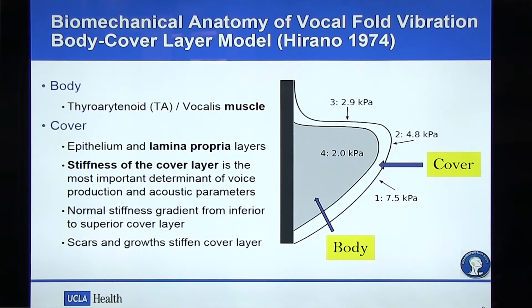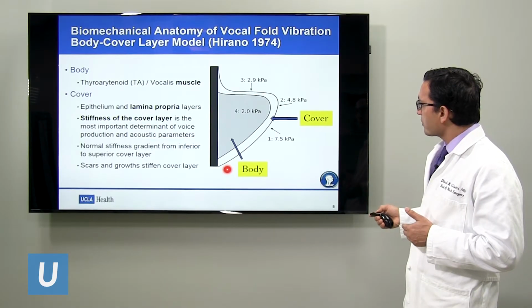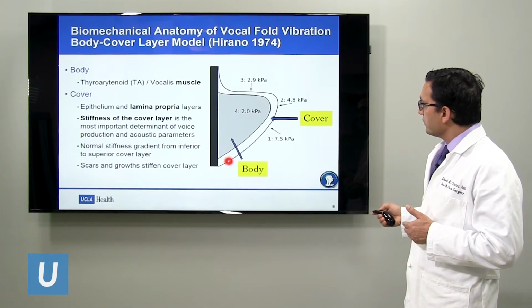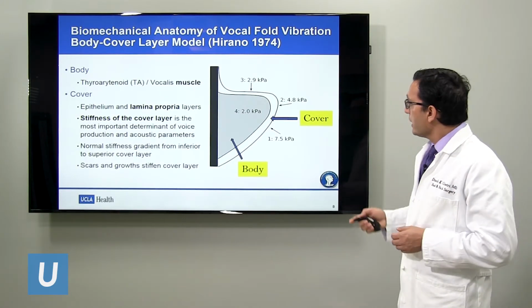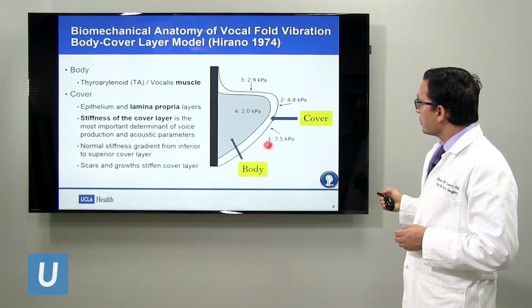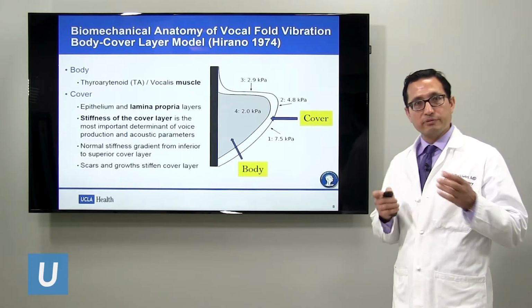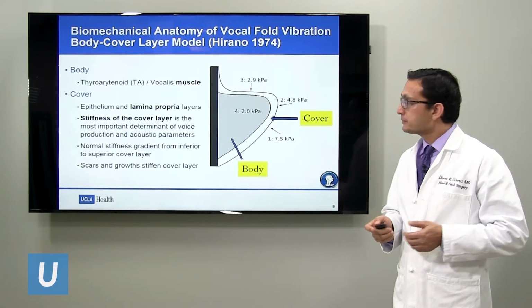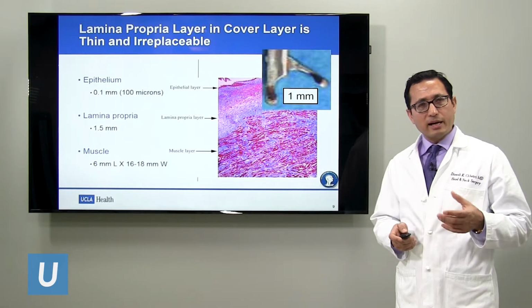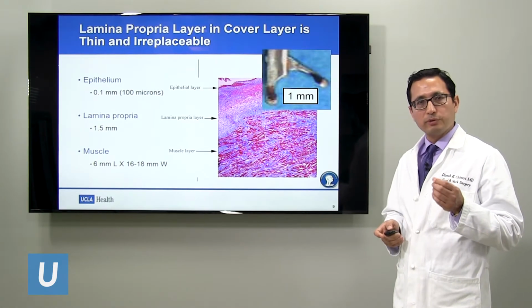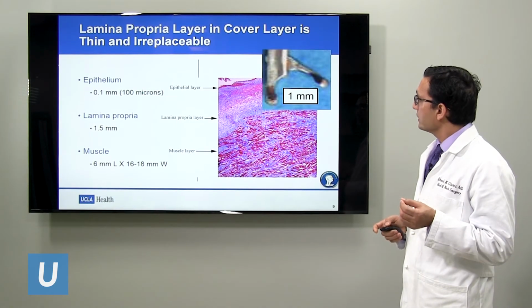The stiffness of the cover layer is the most important determinant of voice production and the voice that comes out of the larynx. There is also a normal stiffness gradient that goes from inferiorly to superiorly along that medial surface. Okay? And then scars and growths on the vocal fold stiffen the cover layer, affecting the voice. And I'd like to emphasize how specialized this vocal fold layer is and how small it is.